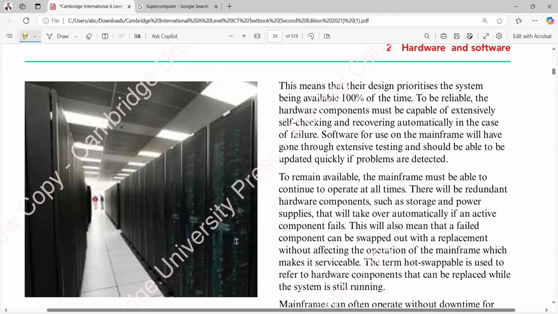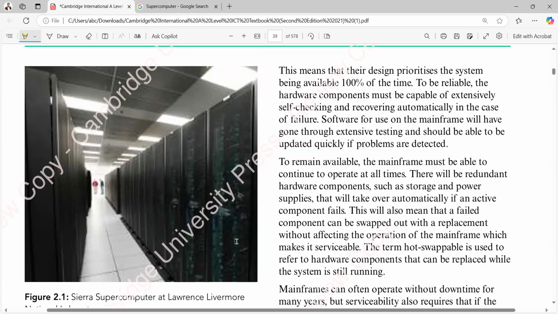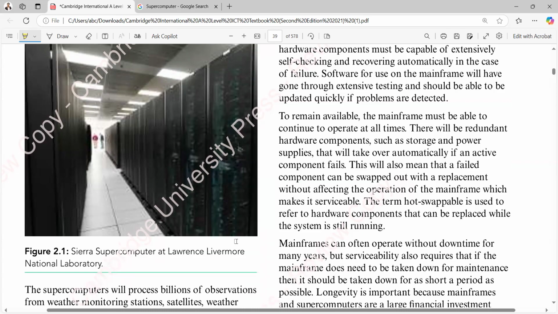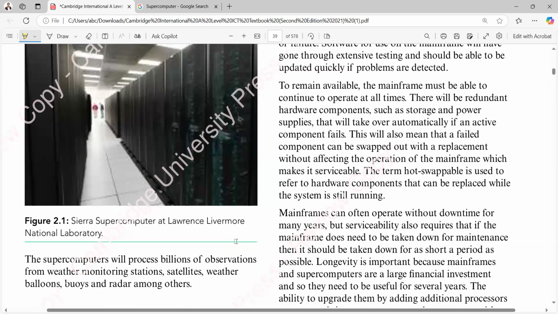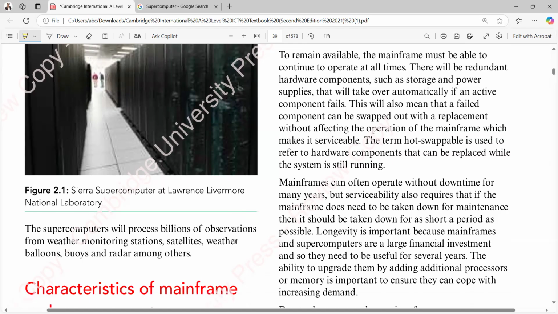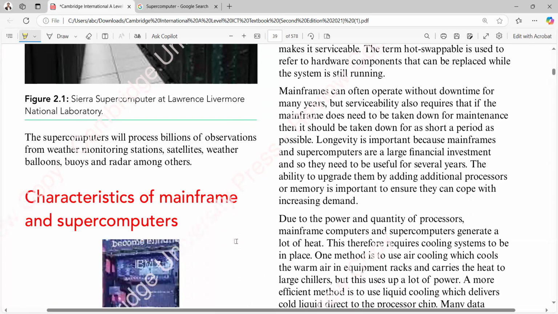The software used on the mainframe also undergoes rigorous testing, and is updated as well. To remain available, mainframe computers must be able to continue to operate all of the time. So there will be many hardware components, with large storage and power supplies that will fail over automatically if a component fails. That means that even if a component fails, they have a backup that can be swapped easily without impacting the service. Mainframes can also operate without downtime for many years. They do not need maintenance or servicing as well.